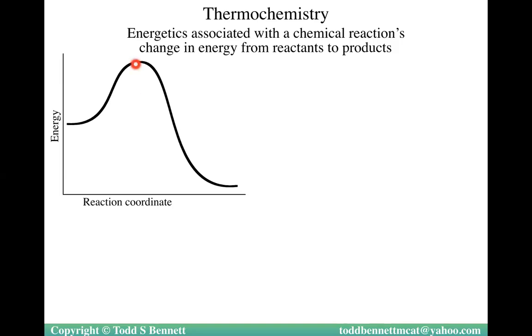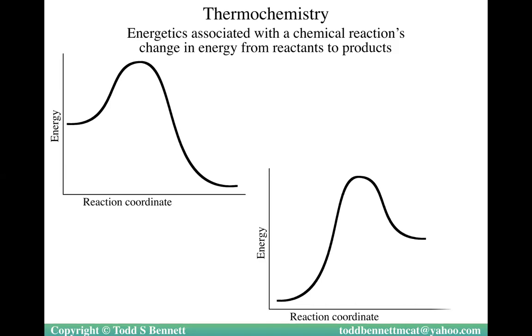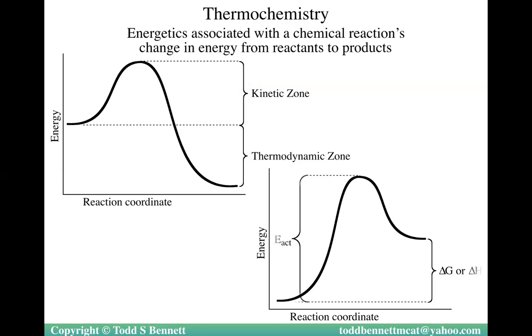How fast it goes, the kinetics of it, is the upper portion. The net heat energy is the thermal portion. So again, kinetics, how fast; thermo, how much. We can also look at it in terms of activation energy. The activation energy is what you must put in, so from the start to the apex of the transition state. So that's your activation energy right here.